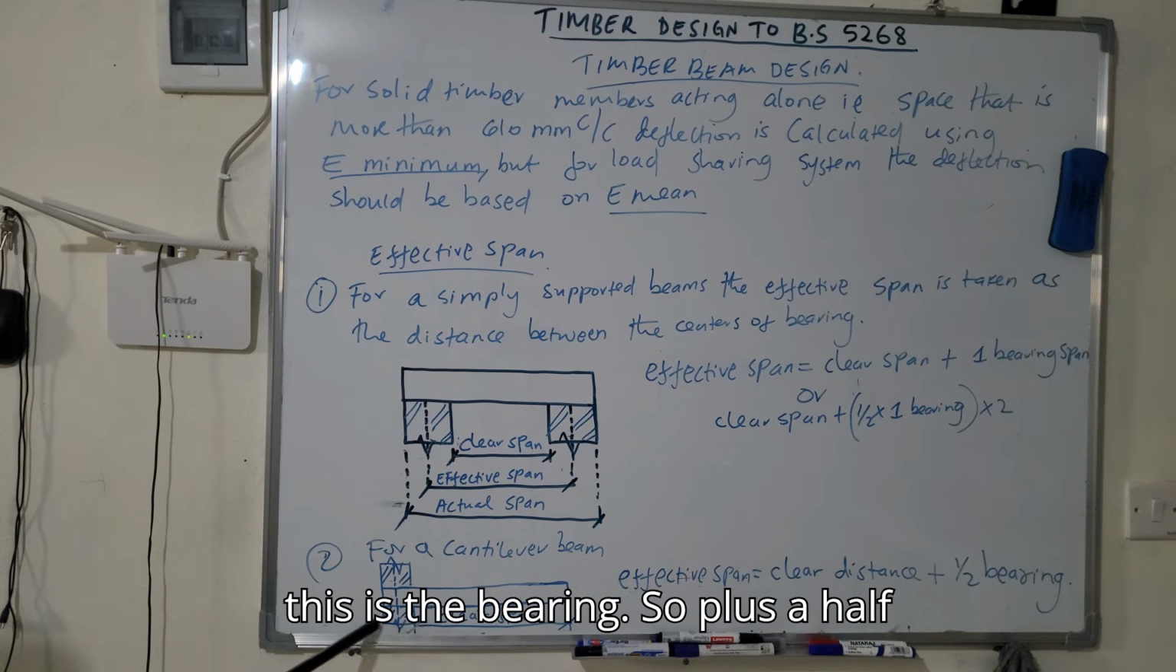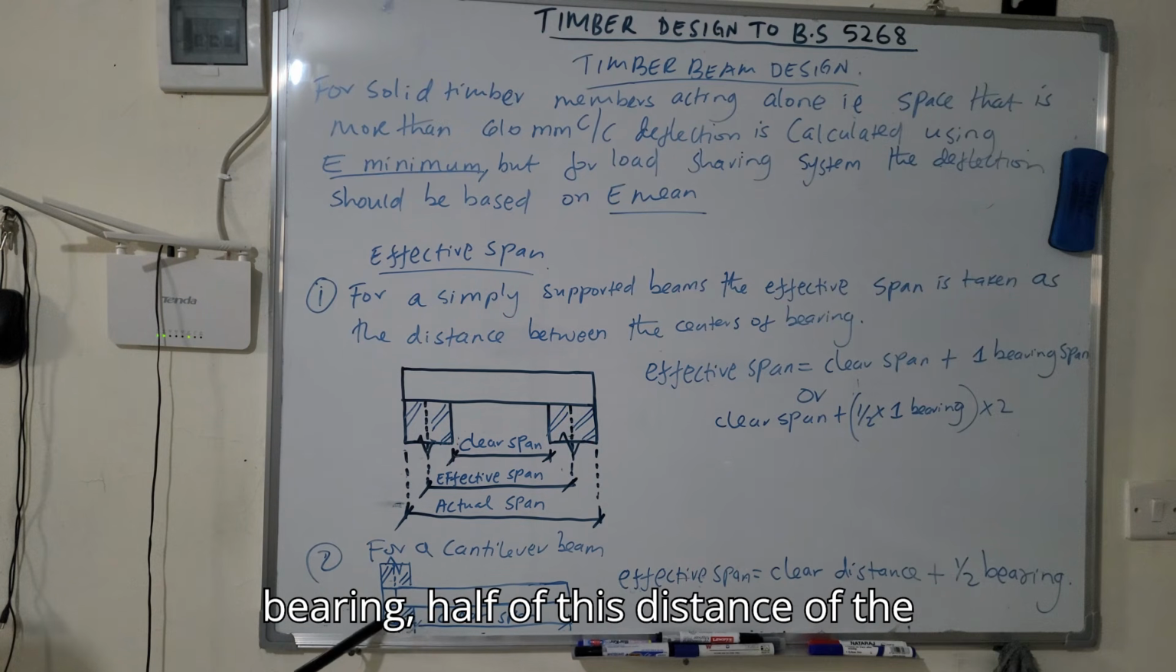So this is the bearing. So plus a half bearing, a half of this distance of the wall.